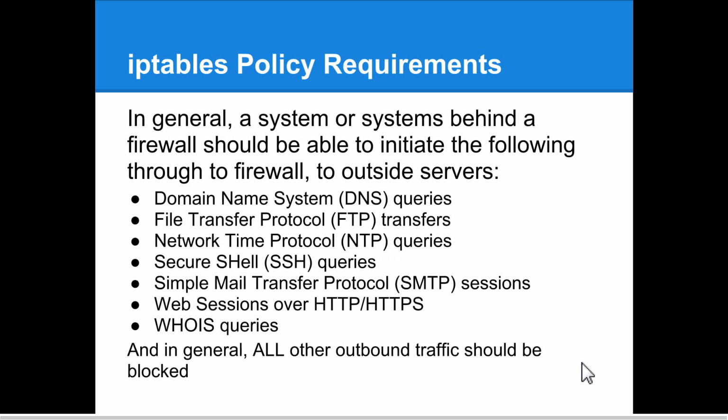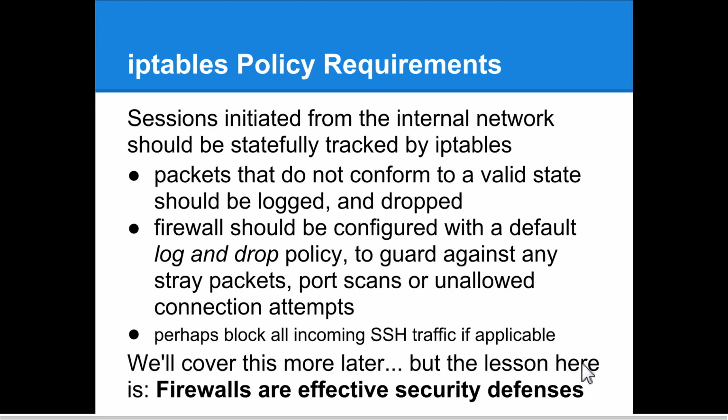In general, the following policies should be established on any system. Any system should be able to make the following queries through the firewall to outside servers: DNS requests, FTP transfers, network time protocol queries, secure shell sessions, SMTP sessions for email, web sessions, basically web browsing, and whois queries. In general, all other outbound traffic should be blocked unless there are really special cases. Most of the time, it does not need to leave the firewall.